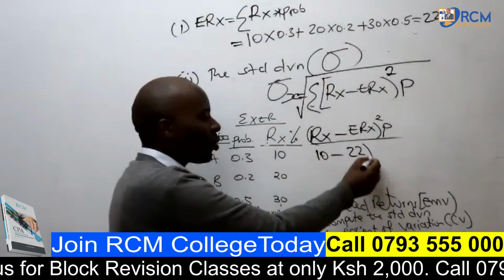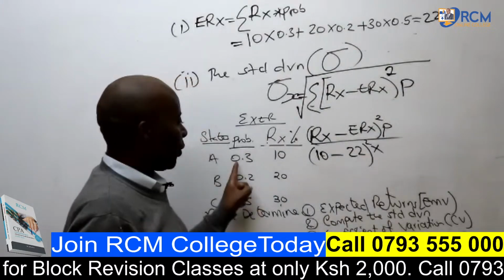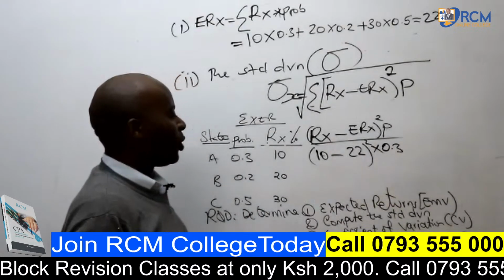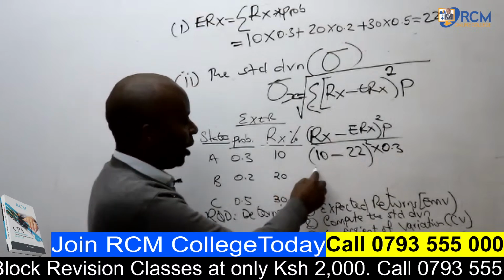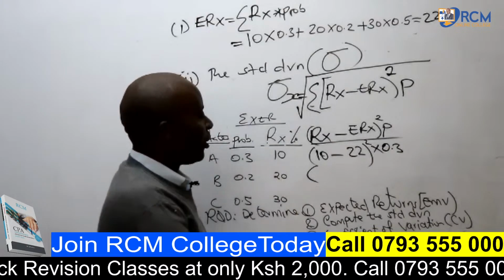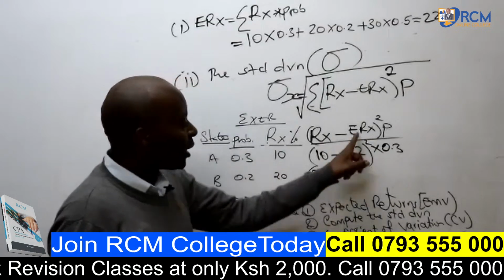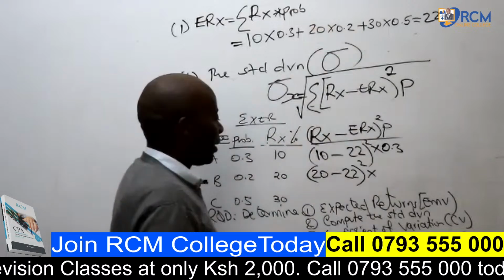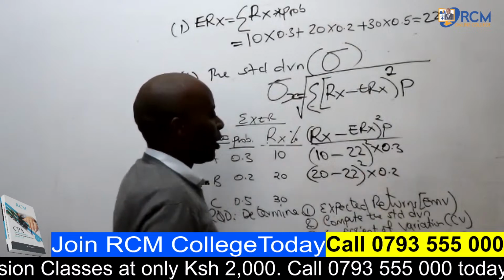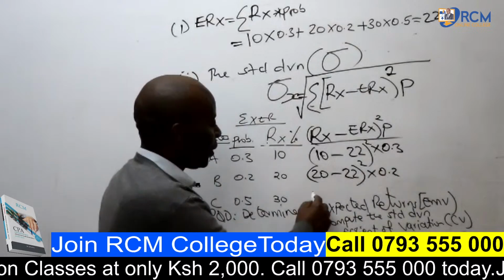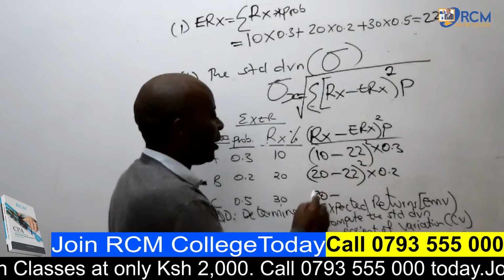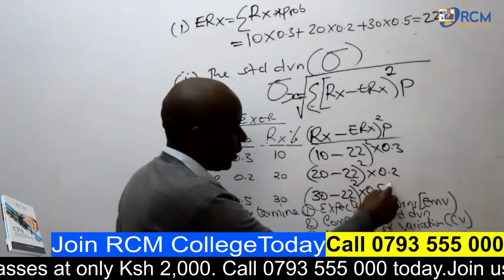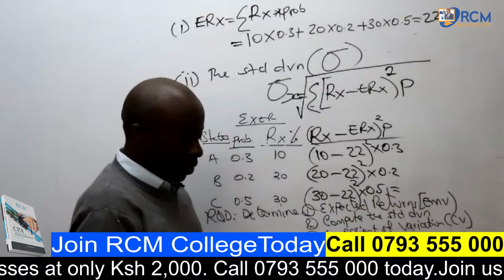I square this and multiply it with the corresponding probability, which is 0.3. From there, the second actual return is 20, minus the expected return we got up there, which is 22. We square, times probability, which is 0.2. And then the last actual return is 30, minus 22. We square this times the probability, which is 0.5. So please give us answers.